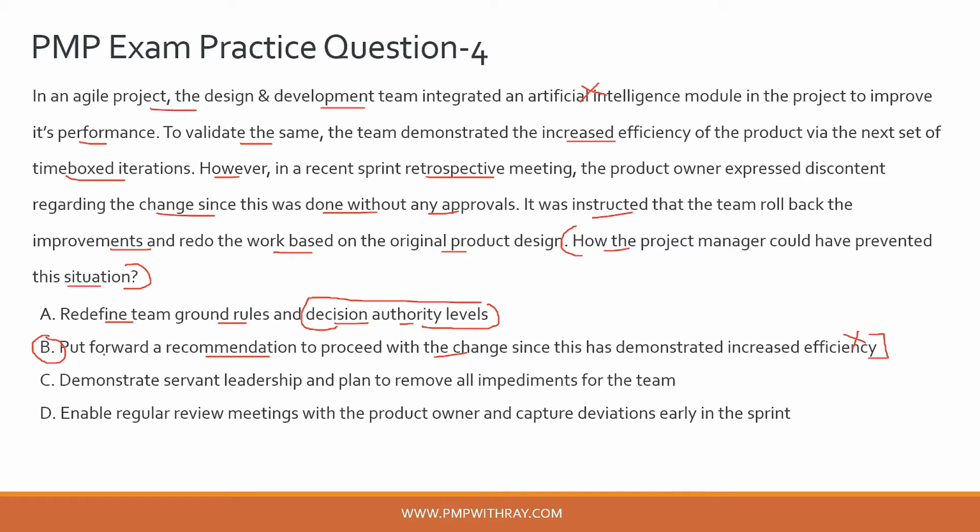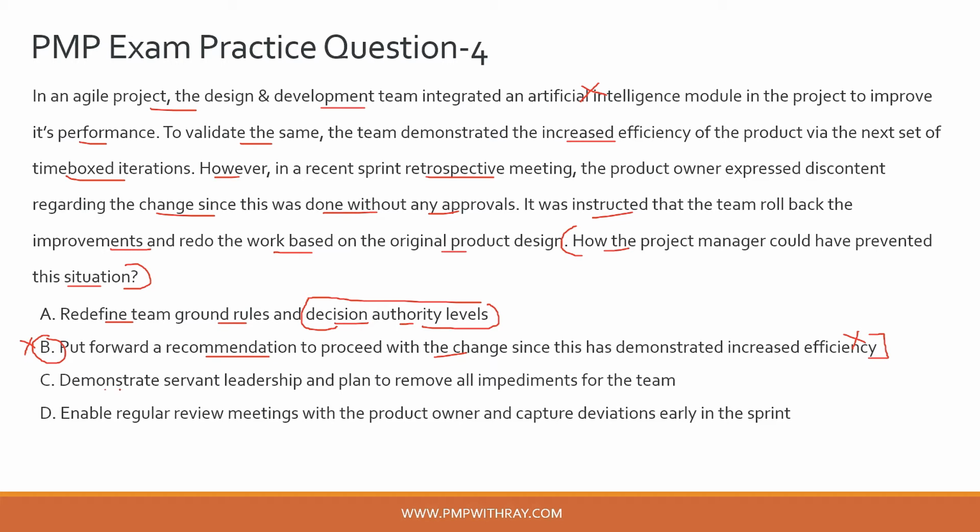And that is why many of you might have selected option B thinking that it is okay to have, let's say, gold plating of a project which will demonstrate increased efficiency. But that is not what the question is asking. The question is asking that how the project manager could have prevented this gold plating or prevented this extra bit of feature from being added to the final product. And that is why option number B is incorrect, because it is hinting towards progressing the project with this extra bit of feature already included in the product design. Okay, that's not what we are looking for.